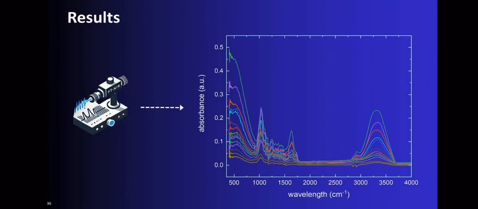from the new set to validate the robustness of the model. Here we have some results. This is just a raw spectra of what it looks like for the spectral acquisition of the biomass.